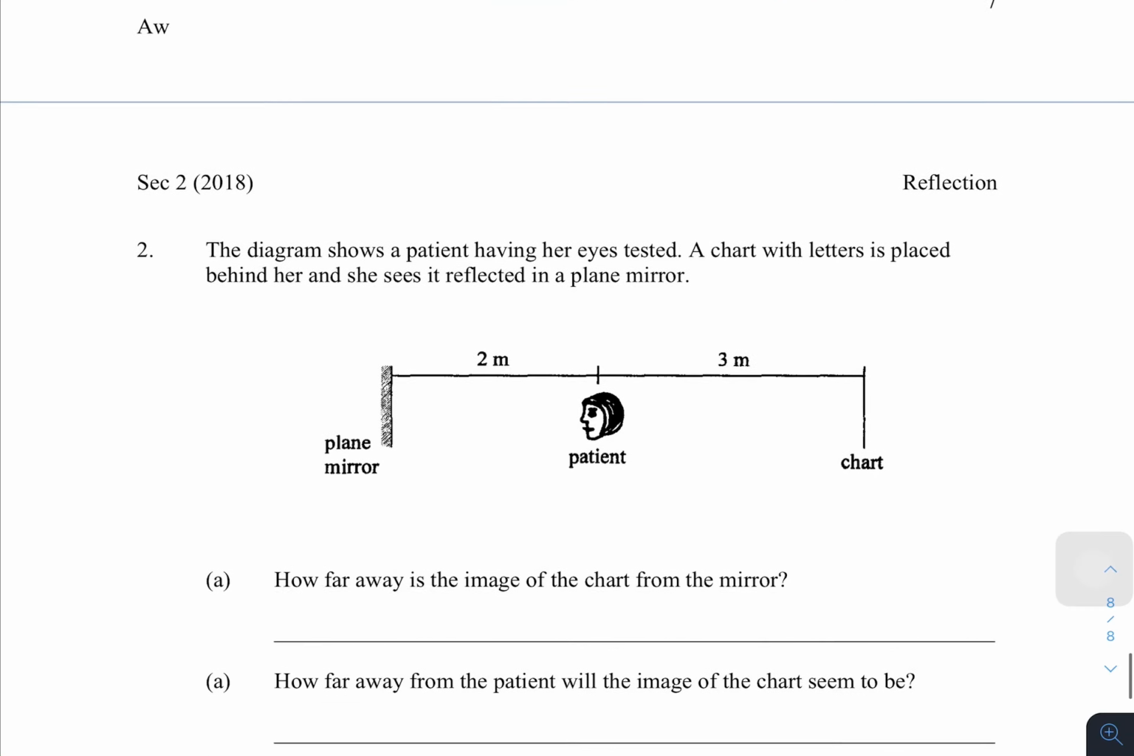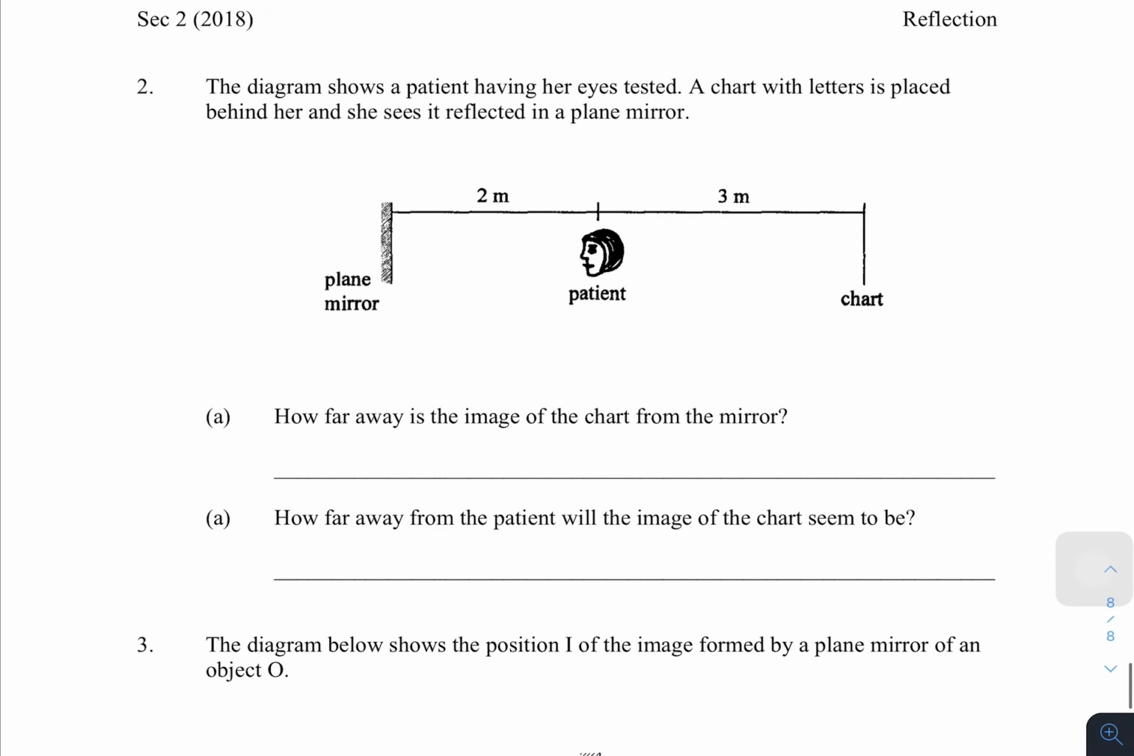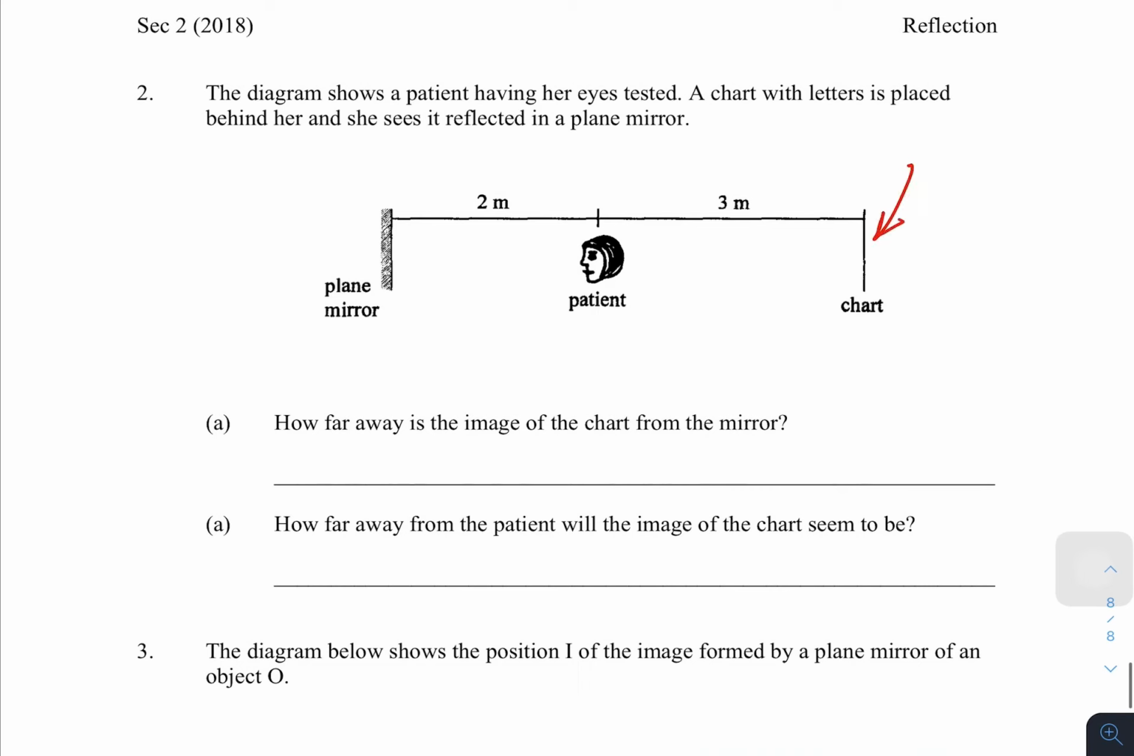Okay. Number 2, the diagram shows a patient having her eyes tested. A chart with letters is placed behind her and she sees it reflected in a plane mirror. So the object of the patient is here, the object of the chart is here. So let us find where is the image of the patient. The patient will be here, and the chart will be behind her. Chart image, the patient's image. Now the distance between the plane mirror and the patient will be 2 as well. The distance from the patient to the chart will be 3 meters as well. It will follow real life because it is the same distance away from the mirror.